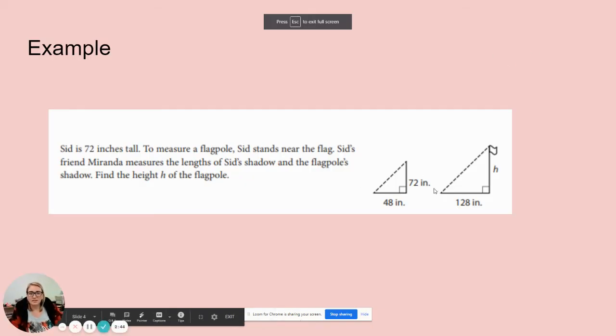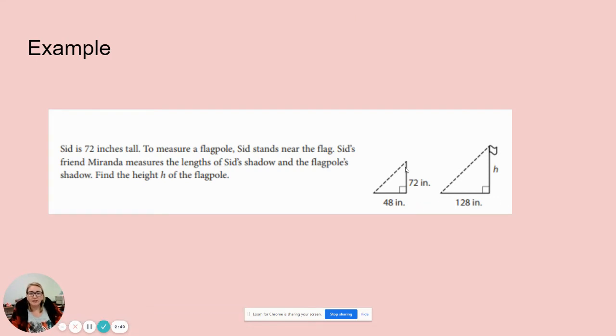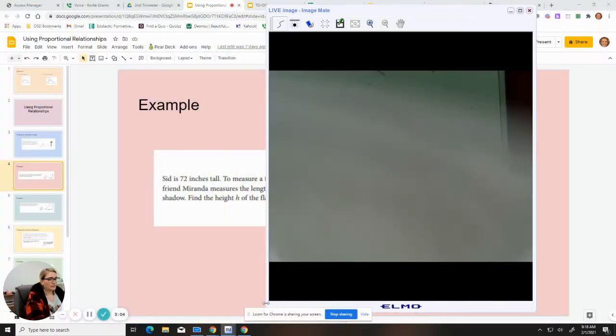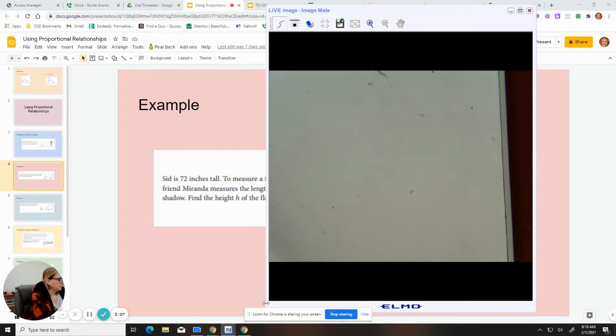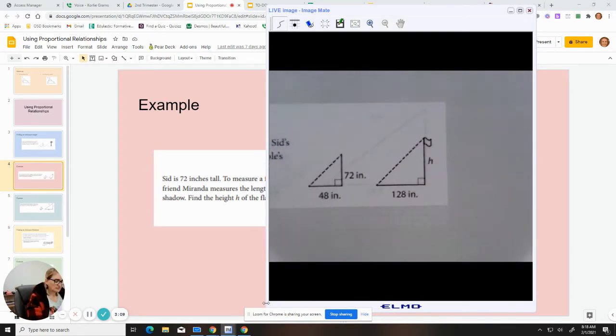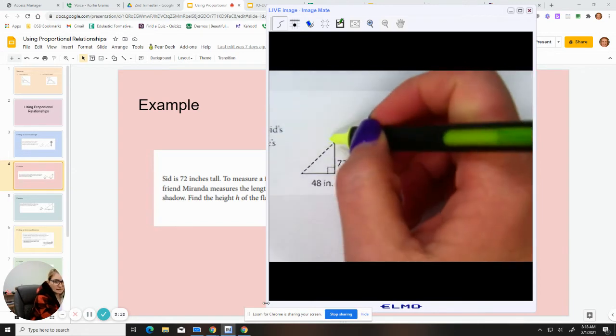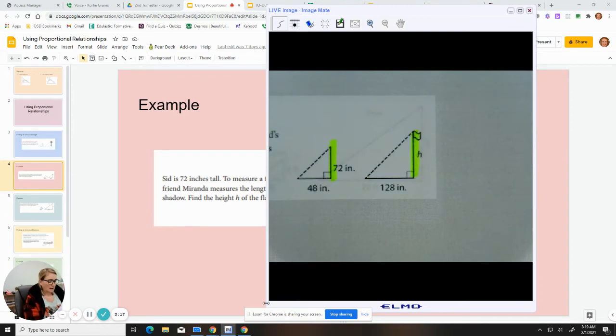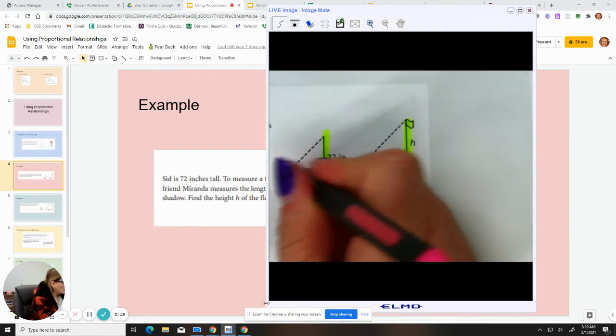Okay, so here is another example. Sid is 72 inches tall. To measure a flagpole, Sid stands near the flag. Sid's friend Miranda measures his shadow and the flagpole's shadow. So find the height of the flagpole. Okay. So again, let me pull this one up. Here we go. So this is obviously Sid, right? This is Sid. So we have height and height, and we have shadow and shadow.